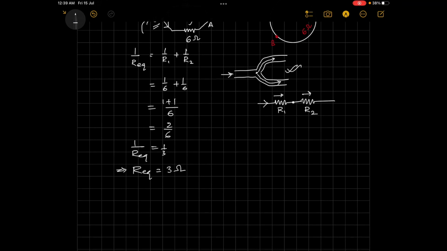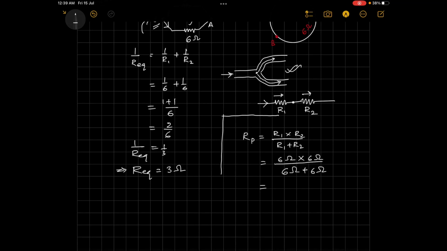So let me show you a trick to solve quickly when resistances are given in parallel. If there are two resistances, you can simply apply the formula R equivalent, or you can write R parallel, is equal to R1 times R2 divided by R1 plus R2. Now if you plug in the values here, you'll see that the numerator becomes 6 ohm times 6 ohms, and the denominator becomes 6 ohm plus 6 ohm.